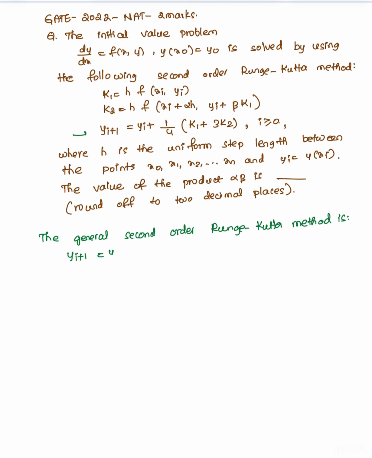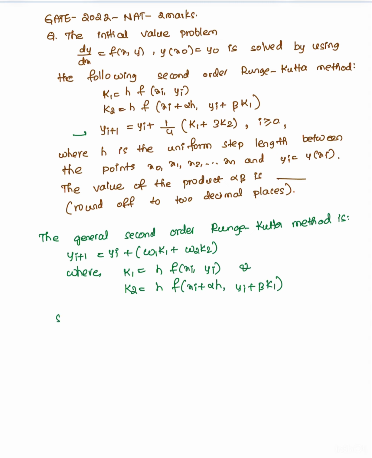yi plus 1 is equal to yi plus w1 k1 plus w2 k2, where k1 is equal to h into f of xi, yi and k2 is equal to h into f of xi plus alpha h, yi plus beta k1, such that w2 alpha is equal to half and w2 beta is equal to half.